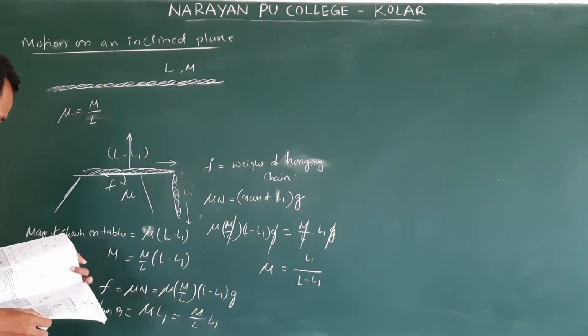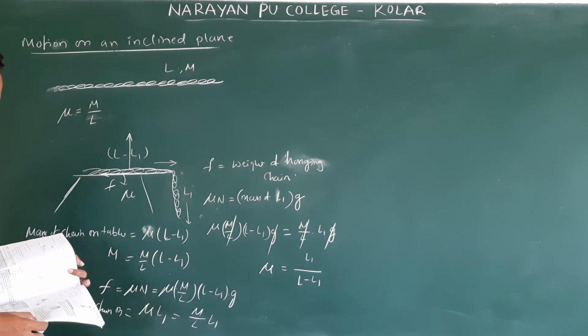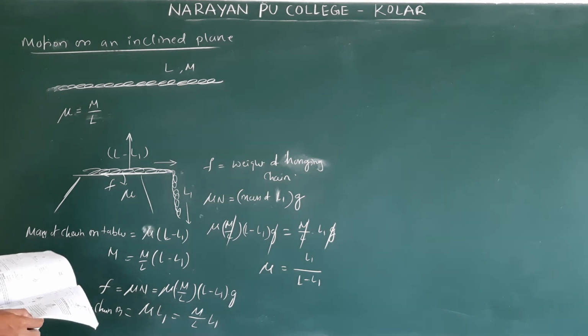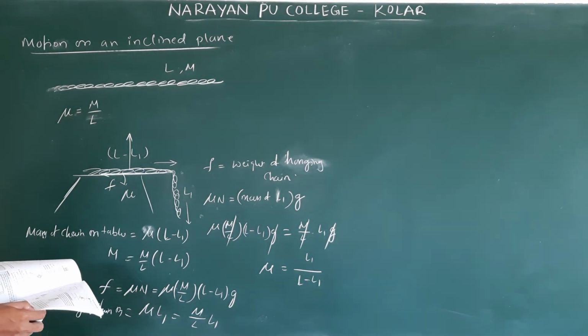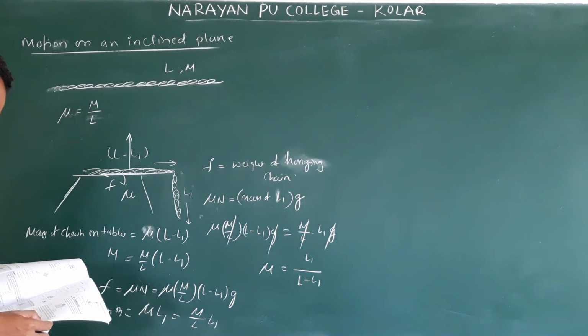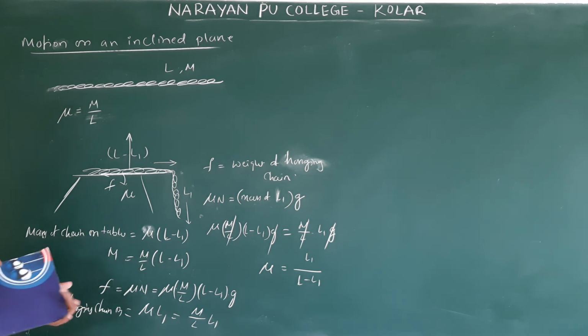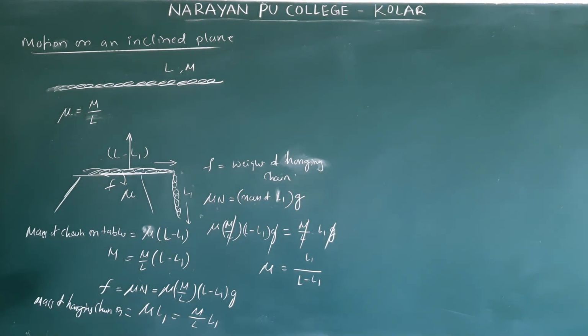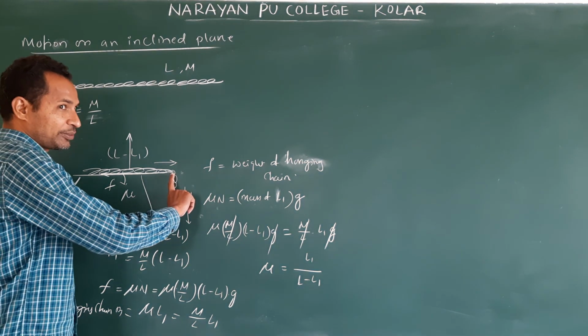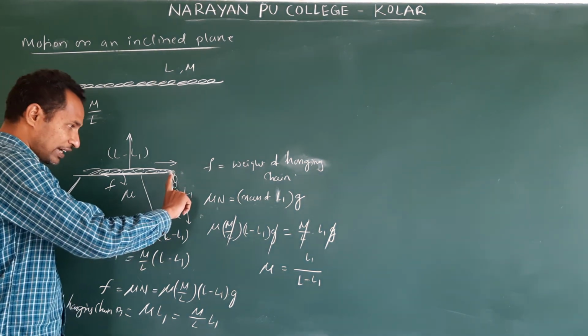Did we get the same? What did they give as the answer? They are asking for L1, and we got the mu value. They asked for the minimum length, but this is actually the maximum length L1 of the chain. Of course, this is what we consider as the maximum. I said minimum, but they ask the maximum length.